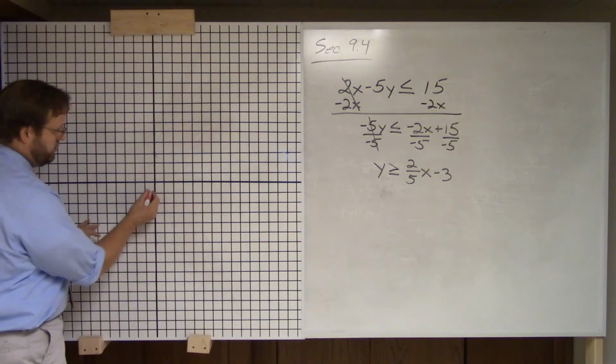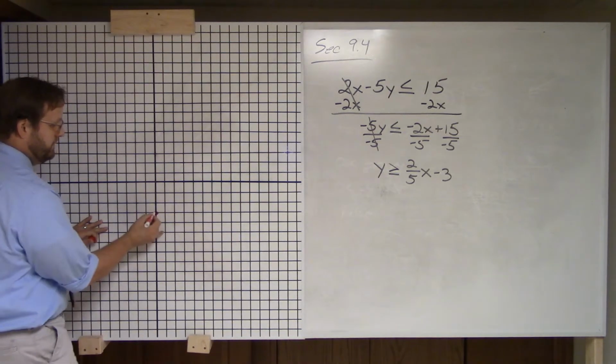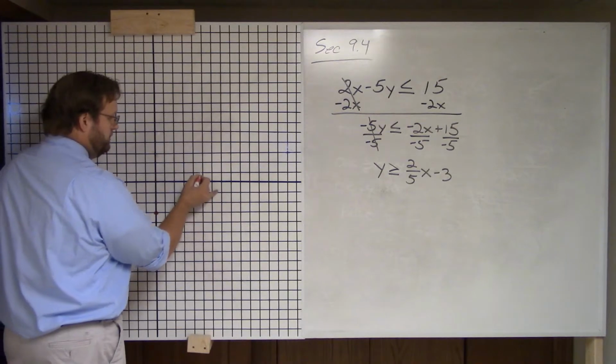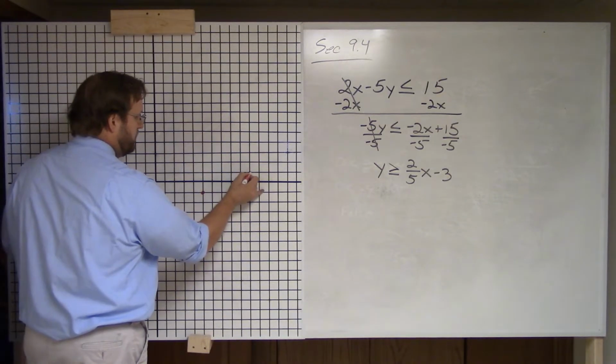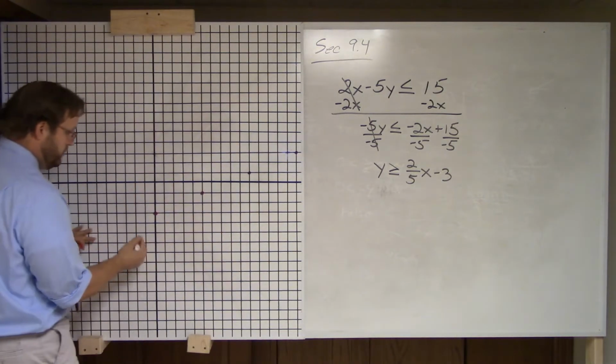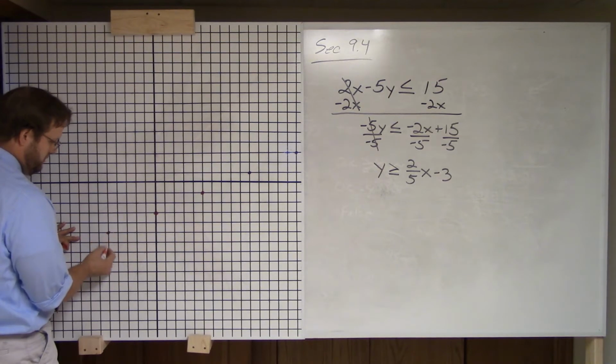Okay? Now, once we get to that situation, we are going to graph. So I'm going to start by going down 3, and then I have a slope of 2/5. So I'm going to go up 2, right 5. Up 2, right 5. 2, 4, 5. I can go the other way as well. Instead of up and right, I go down and left. Let's do one more.